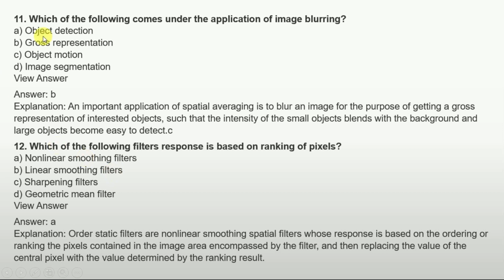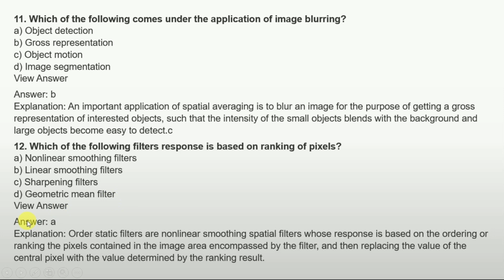So the next question is, which of the following comes under the application of image blurring? Object detection, gross representation, object motion, image segmentation. The answer is option B, that is gross representation. And the next question is, which of the following filter responses is based on ranking of pixels? Non-linear smoothing filter, linear smoothing filter, sharpening filter, geometric mean filters.